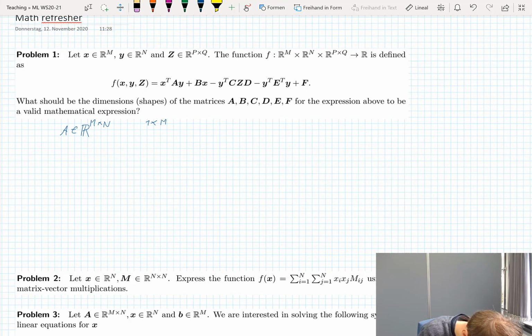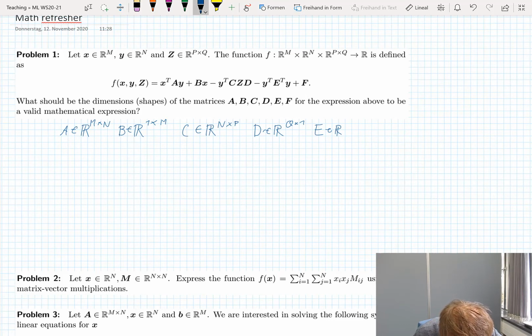Okay, let's do this correctly. Okay. So now C, left-hand side is y, so that's n, and then right-hand side is z, so that's p. Okay. D, right-hand side is nothing, left-hand side is z, so that's q by 1. E, left and right-hand side are y. We've got the transposed here, but that doesn't change anything because it's just y everywhere, so that's n by n.